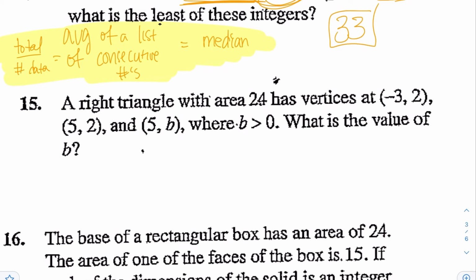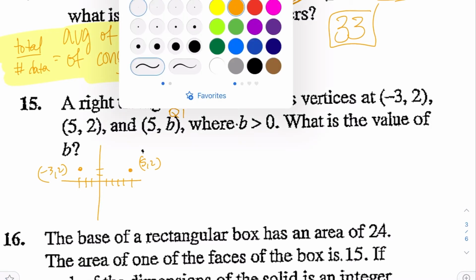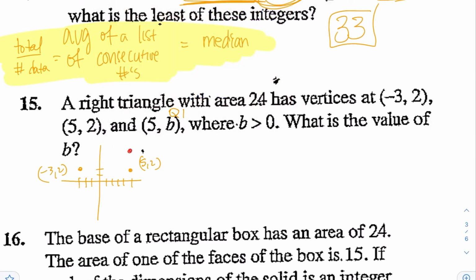All right, next for number 15. A right triangle with an area of 24 has vertices negative 3, 2, 5, 2, 5, b, where b is greater than 0. What's the value of b? So you have a couple of points here. So I'll draw a quick graph. You have negative 3, 2, which is in quadrant 2. And you have 5, 2, which is in quadrant 1. And you know that something's at 5, b, where b is positive. So that's also quadrant 1. So maybe it's somewhere over here.